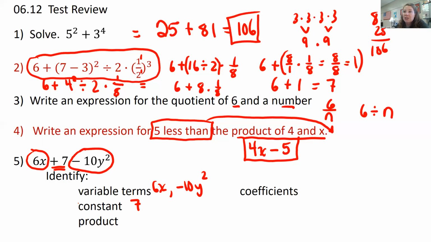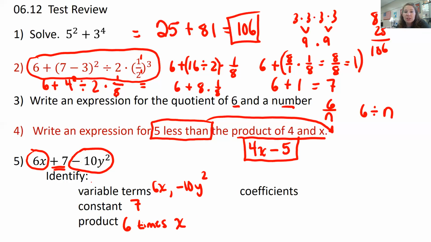Product means multiplication. So what's being multiplied? Well, 6 and x is a product because it's basically 6 times x. Or I could call 6 a factor of 6x, and x is a factor of 6x. But 6x shows a product, and so does negative 10y squared. This is a product of negative 10 and y squared. So anyway, there's a couple of those.